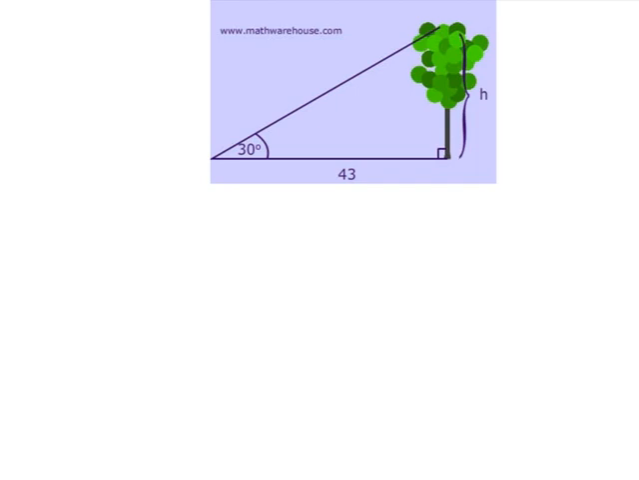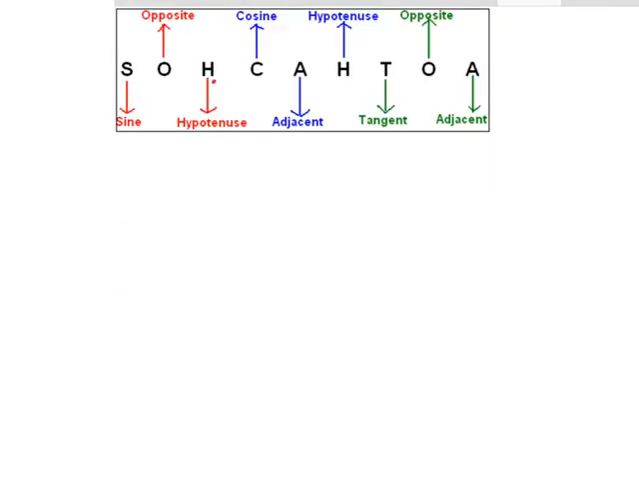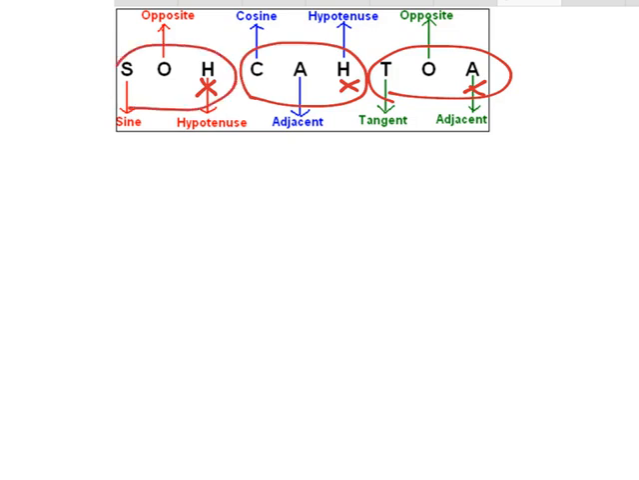To calculate the height of the tree, label your sides O, A, H, cross out the one that doesn't apply. The height equals the tangent of the angle times the side. There's your answer, and we're not sure whether it's meters or what. Always multiply by the last letter for SOH, CAH and TOA. It's important that we multiply by the last letter, otherwise we'll get our answer incorrect.